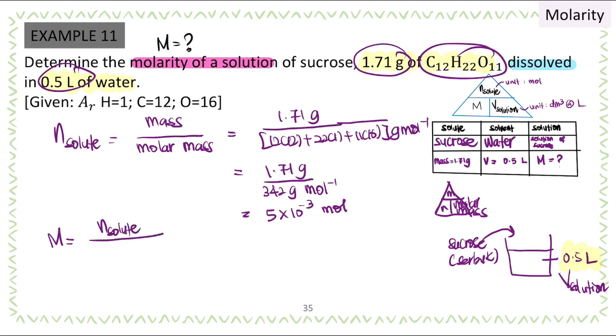So to find the molarity of solution, it is equal to the number of mole of solute divided by the volume of solution. So we just substitute the value that we calculated before and substitute the volume of solution into the formula. And when we calculate, we find that the molarity of solution is 0.01 molar.